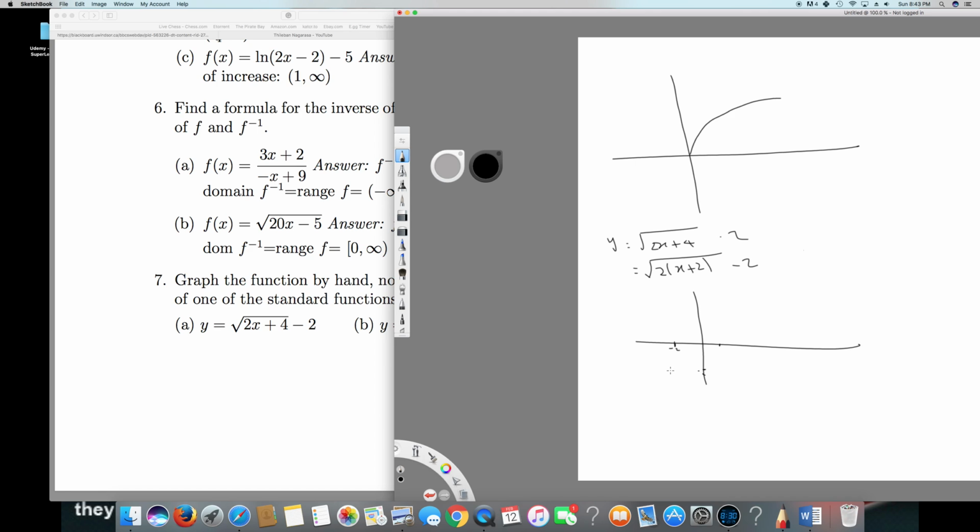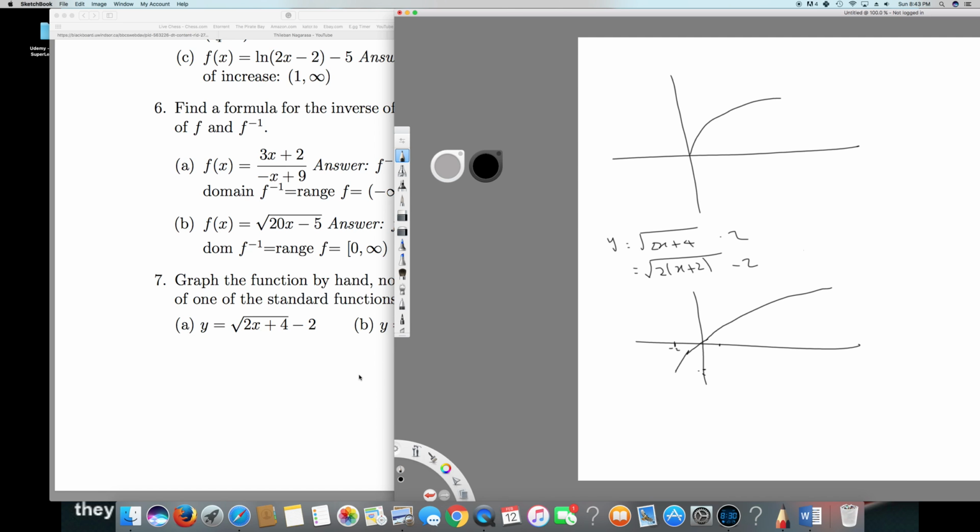So the graph is going to start from here, and we have to find where the y value is at 0. If I put 0 for x here, it's going to be 2 times 0 plus 2 times 2, which is 4. So 2 times 0 is 0, 2 times 2 is 4, the square root of 4 is going to be 2, and 2 minus 2 is 0, so it's going to be crossing 0. The graph looks like this. So this is the graph for that question.